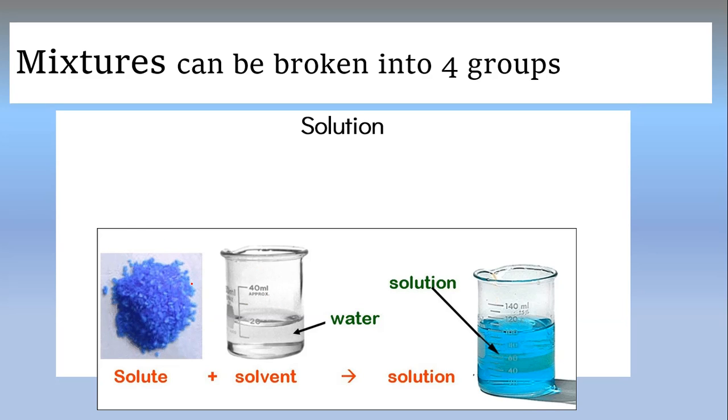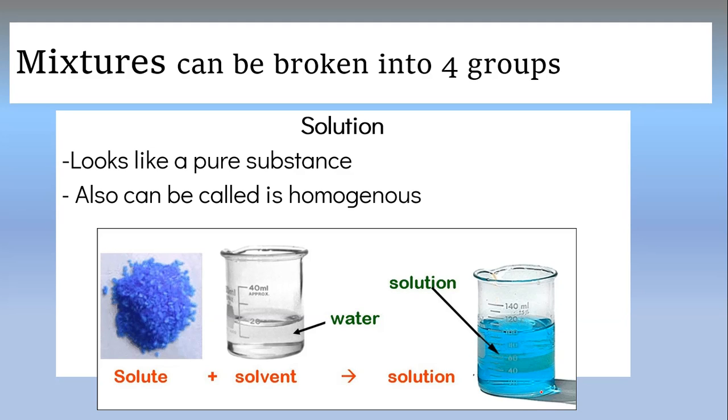So we're adding two different things together to get a solution. The key thing about a solution is that it looks like it's pure, but it is not. Because it looks like it's pure and all the same thing, we call it homogeneous. The homo part means same. Whenever you see that beginning part in science, it means same. So homogeneous means same throughout. That is our pure substance.